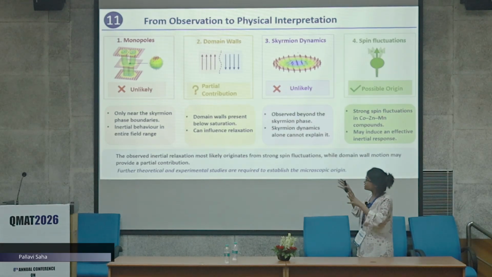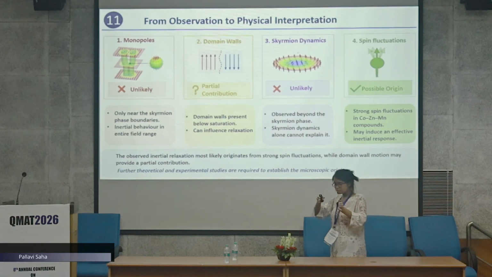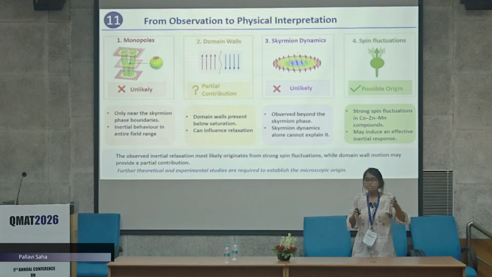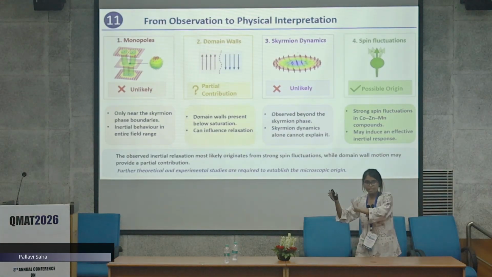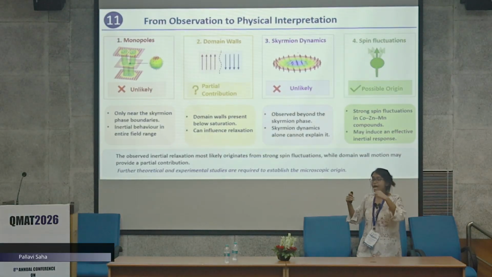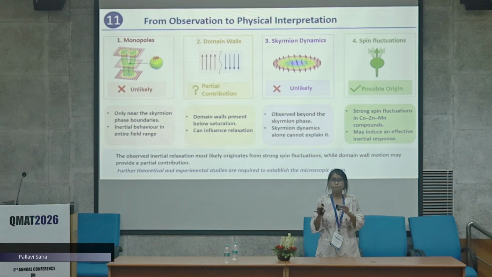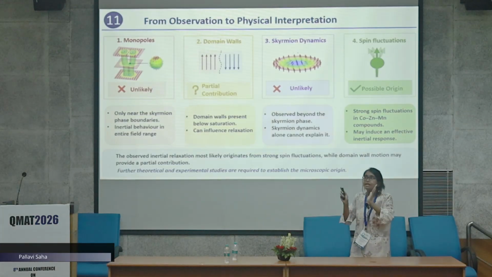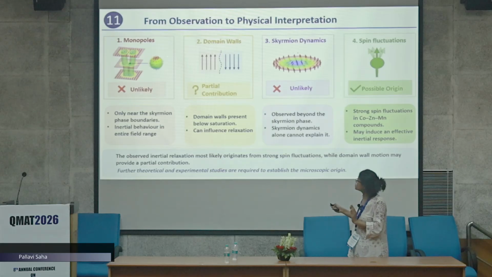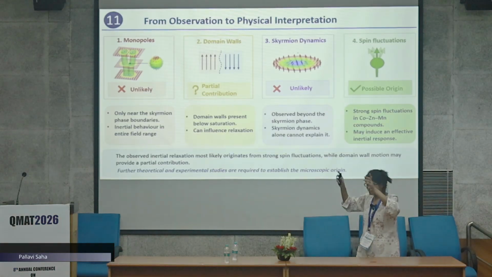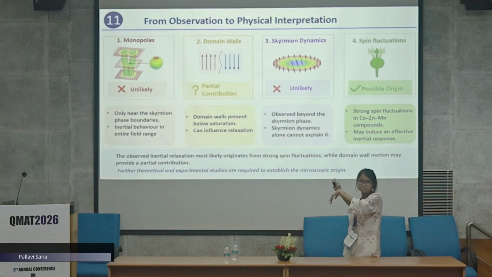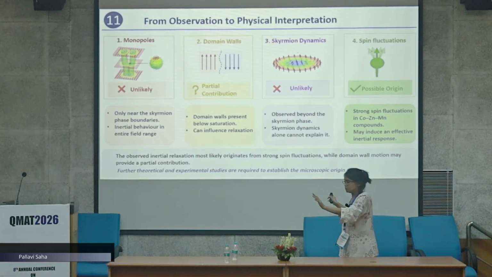Sometimes, when a skyrmion is a topological phase, whenever there is a creation or annihilation of skyrmions, it is a topological phase transition, and during that transition, Bloch points are formed, which behave like monopoles or anti-monopoles. But if it were due to those, then we would have got the inertial effect only at the phase transitions of the skyrmion, not for the entire field range for helical, conical and skyrmion phases.